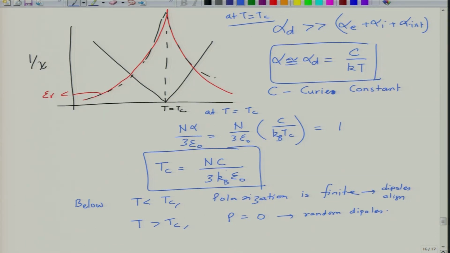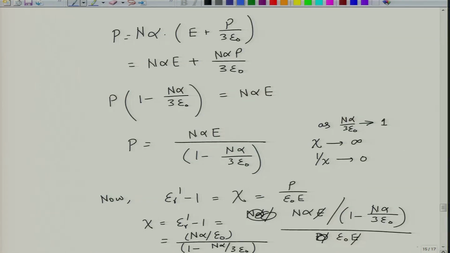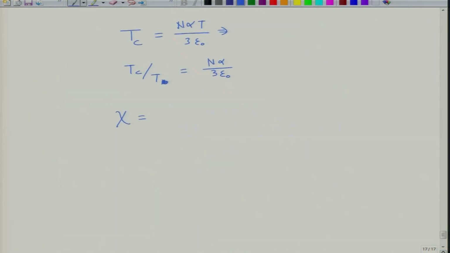So, now you replace this C in terms of capital T for general temperature. So, Tc by T will be equal to n alpha divided by 3. Now, if you modify this and put it in the expression of susceptibility we worked out, it was equal to n alpha divided by epsilon naught divided by 1 minus n alpha divided by 3 epsilon naught.